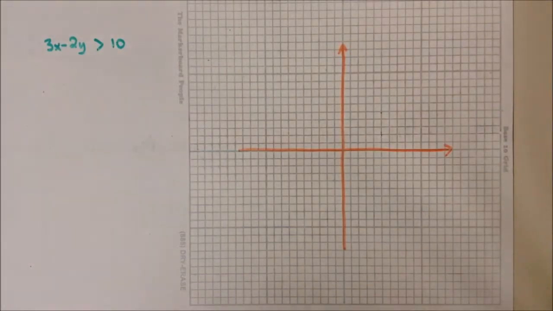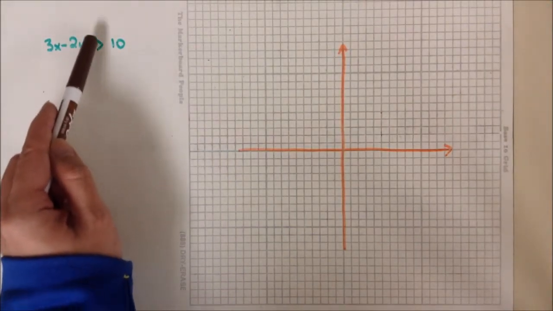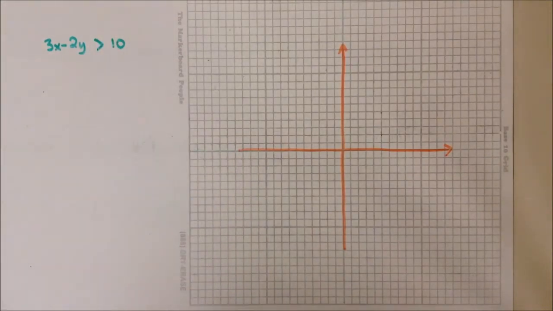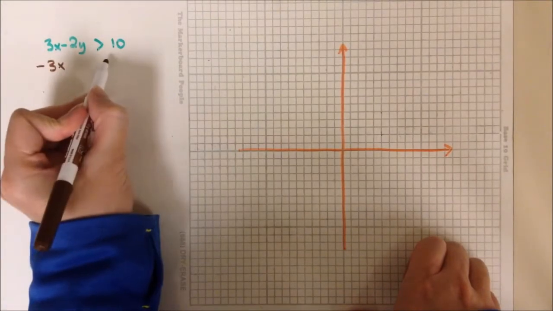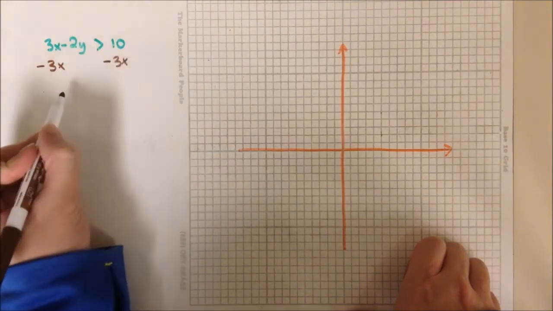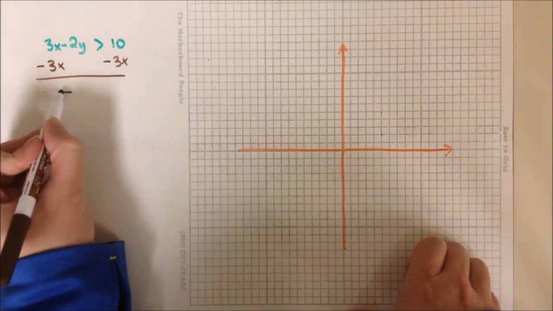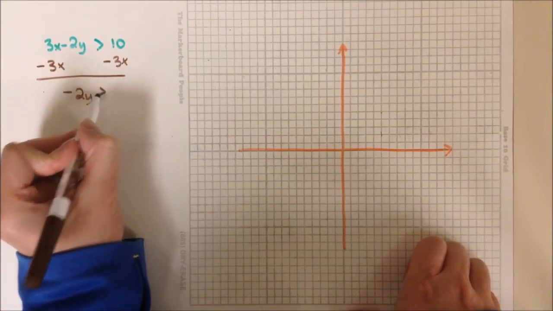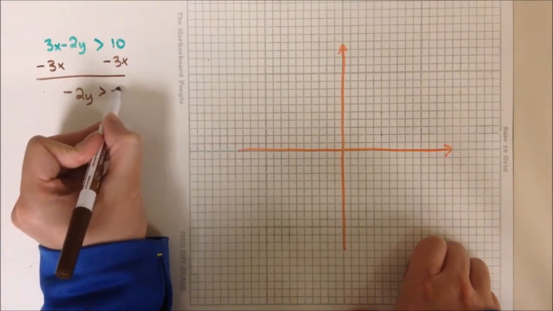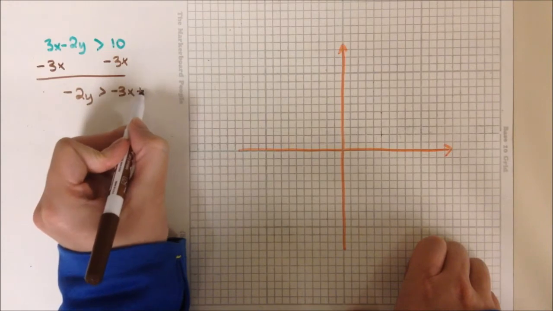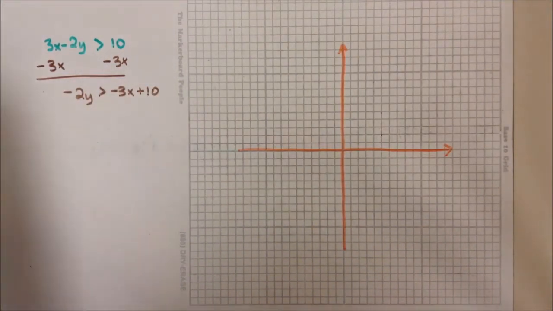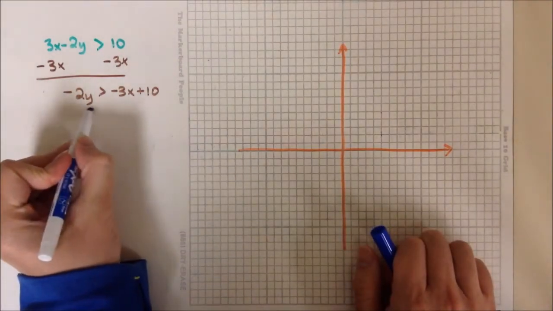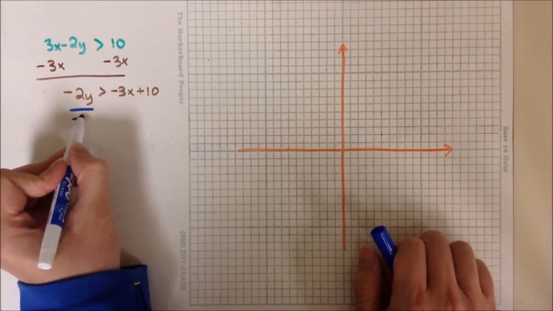Alright, in our first example, we have 3x minus 2y greater than 10. In order to graph, we have to convert it into slope-intercept form, meaning get y by itself. I'm going to subtract 3x on both sides. So I'm going to have negative 2y greater than, I'm going to put x first, so negative 3x plus 10. Now, in order to get y by itself, I'm going to divide everything by negative 2.